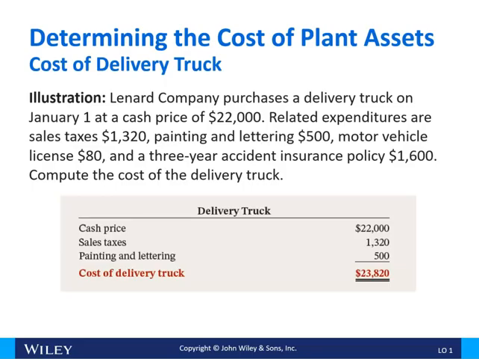So with these costs, we would include the cash price, the sales tax, and the painting and lettering. Presumably that's our logo or something on the truck, so we include that. So the cost of the delivery truck is $23,820. We did not include the motor vehicle license. That's an annual cost that we incur to be able to operate the vehicle. So that's an operating expense. And then the insurance policy, we've talked about prepaid insurance before. So that's going to be expensed over the 3 years, and that's not included in the cost of the truck.